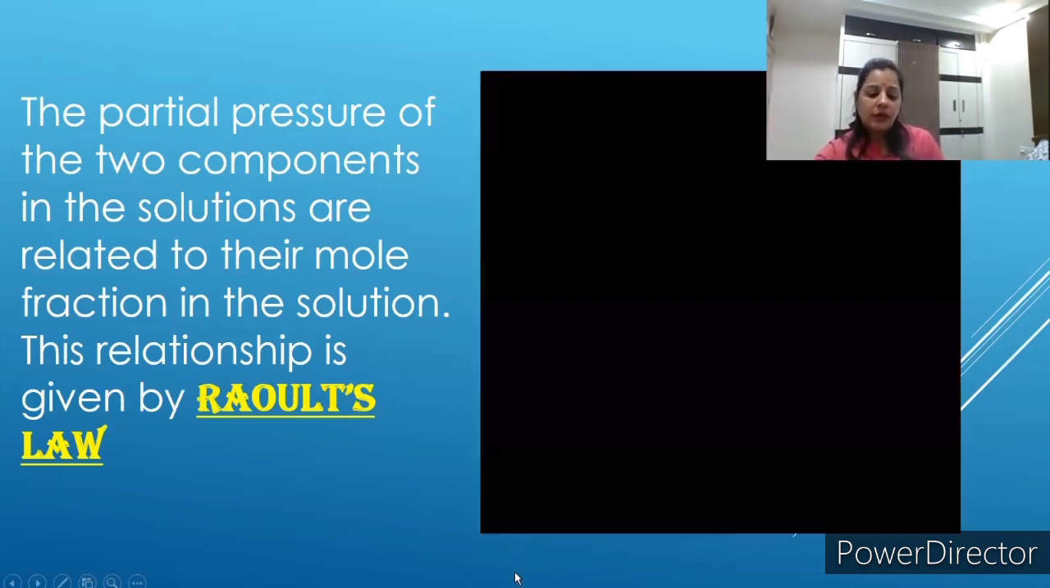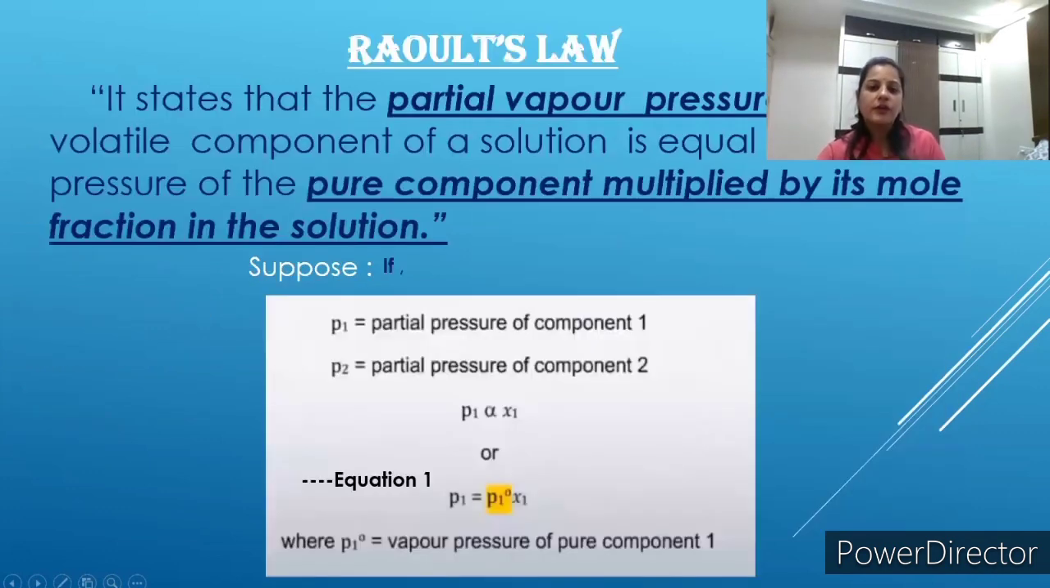So the partial pressure of any volatile component is equal to the vapor pressure of the pure component multiplied by its mole fraction. And mole fraction, as we have seen in the last session, is calculated by dividing the moles of the component by the total moles. Okay, so according to Raoult's law, the partial pressure of any volatile component is equal to the vapor pressure of the pure component multiplied by its mole fraction.